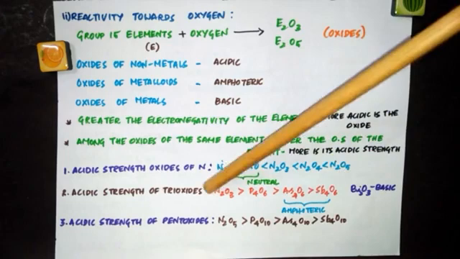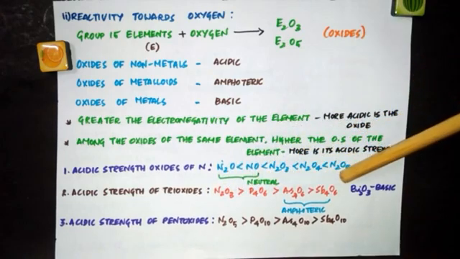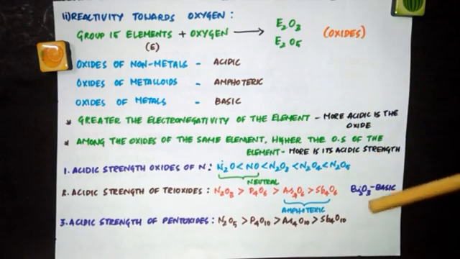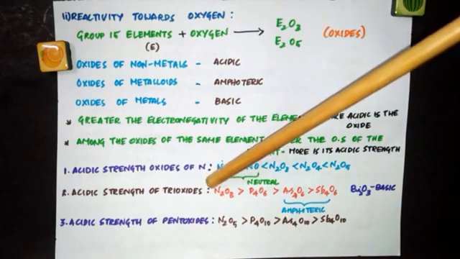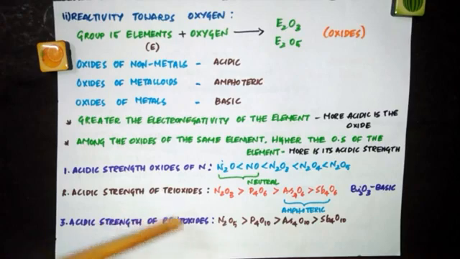So in this order, acidic strength decreases, which means these two are acidic in nature. As you move this way, as the acid strength decreases, these two are amphoteric in nature, and finally Bi2O3 is completely basic in nature. To put it in simple words, as you move from N2O3 to Bi2O3, acid strength decreases and basic strength increases for these trioxides.